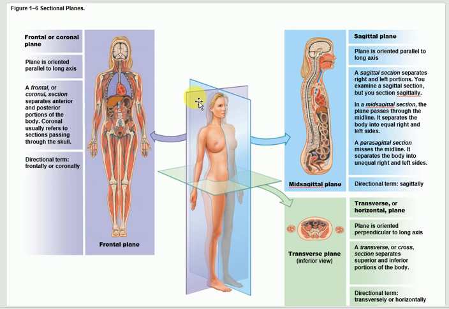So here it is: purple, blue, and green. The purple, again, is frontal or coronal, anterior part and posterior part. Blue is the sagittal. In this case, it's mid-sagittal, but you can move it, and if that's the case, you call it parasagittal. The green here is transverse.